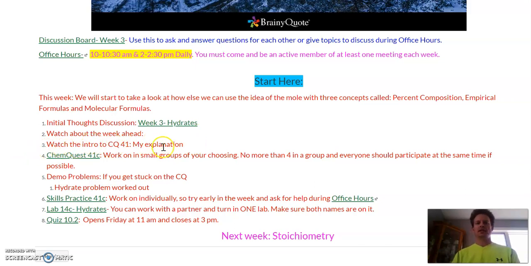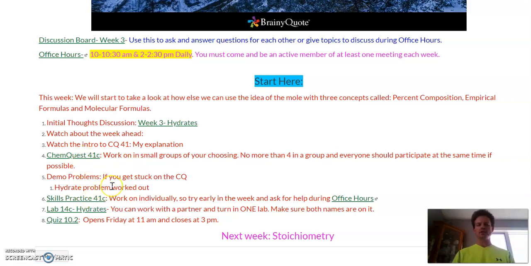I'll post my explanation of ChemQuest 41. There are only three or four new problems. We'll look at what that ChemQuest looks like. I will put an example problem there. You can see the ChemQuest is already loaded.